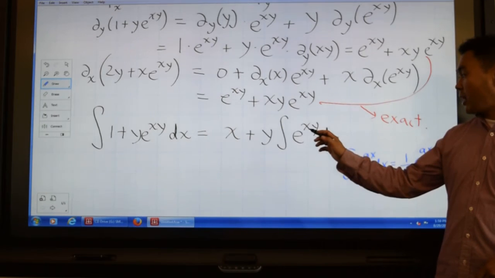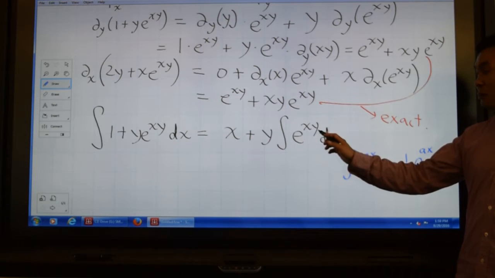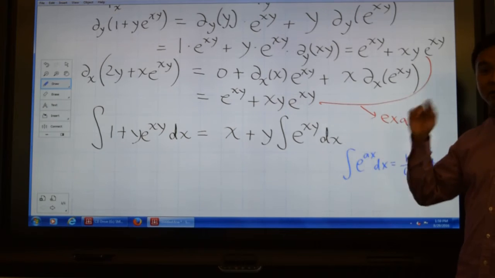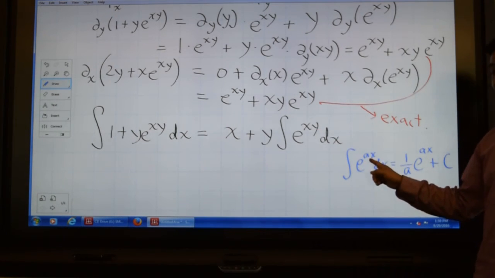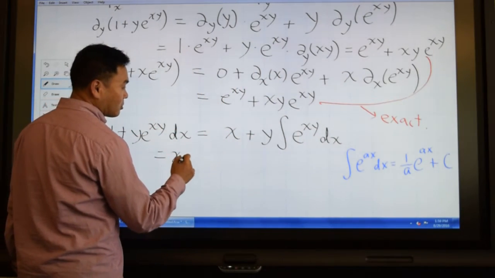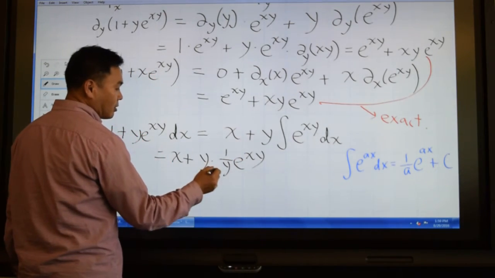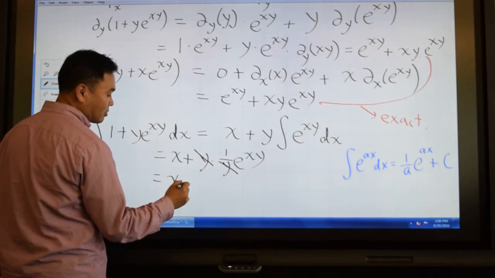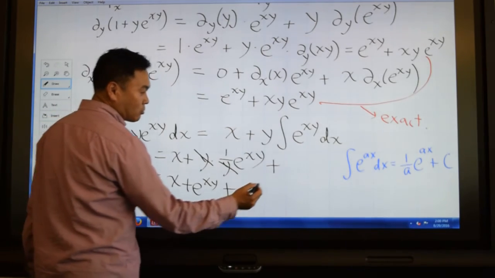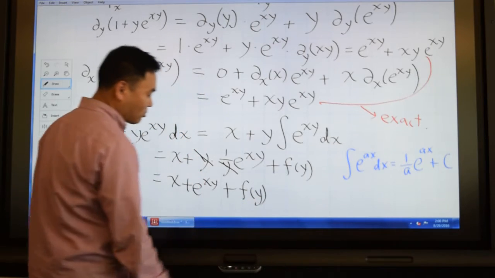Now, x is the same as x, and instead of a, you have y. Remember, this is a partial integration, so y is just another constant, right? So it will act exactly like a here. Therefore, when you integrate, you're going to get x plus y times 1 over y e to the xy, and they will cancel to give you x plus e to the xy. By the way, when you are done with the integration, be sure to include this constant term. In our case, it's a function of y.